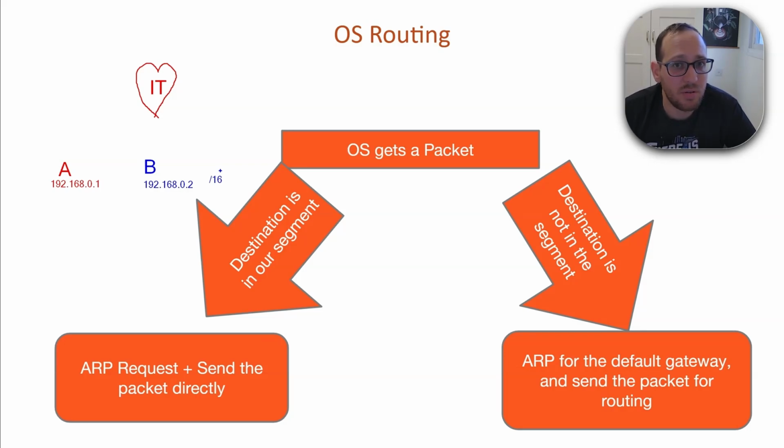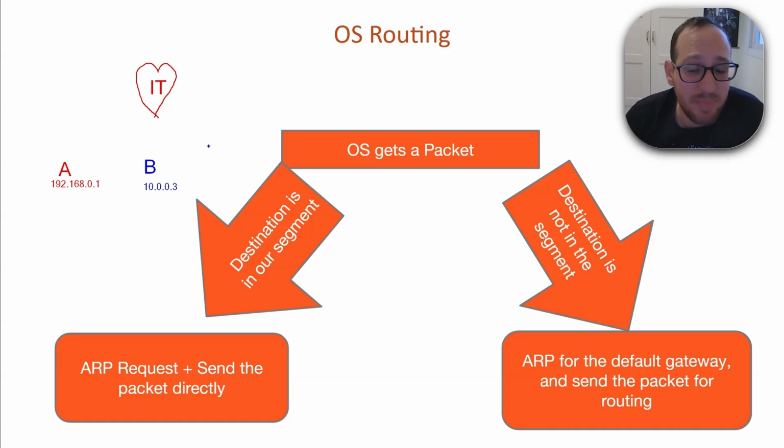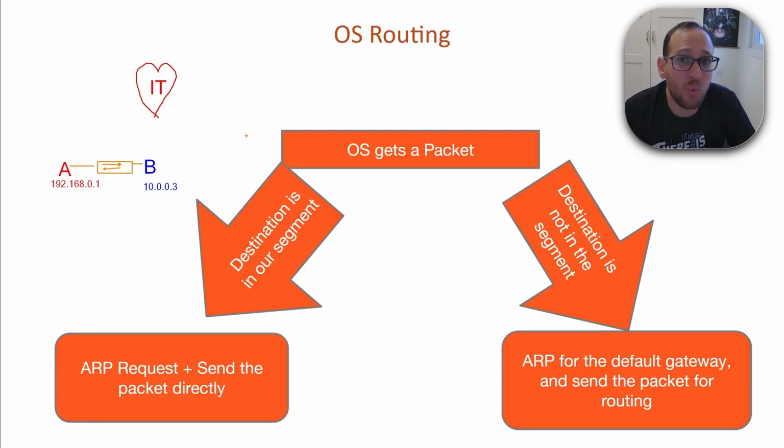What about the other case? Let's say A has the address of 192.168.0.1 and B has the address of 10.0.0.3. Does that mean they are 100% not on the same segment? No, I mean, a segment is a second layer concept. You could have here a switch. They could be connected directly to one another. A and B are one hop away, even though they reside on different subnets.